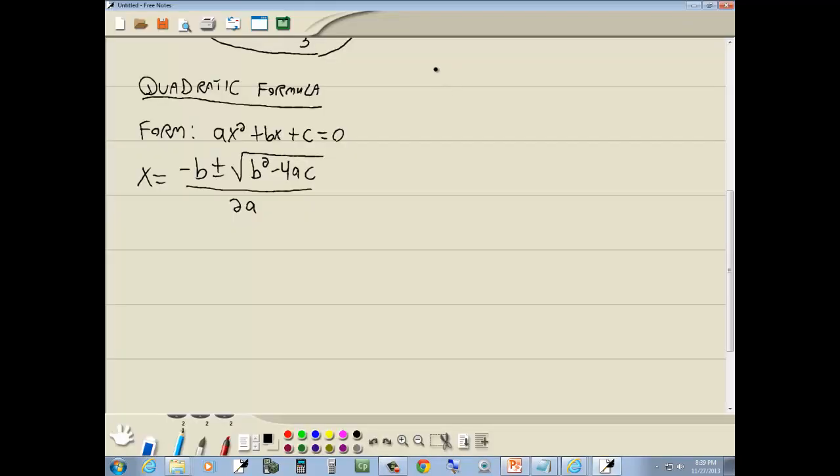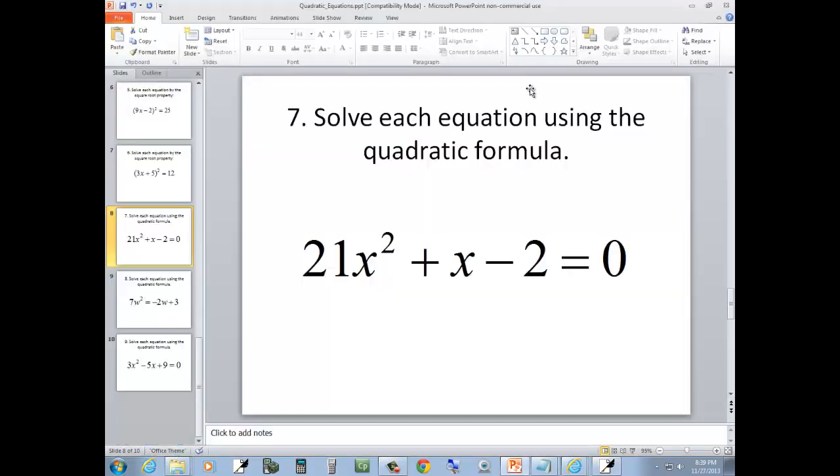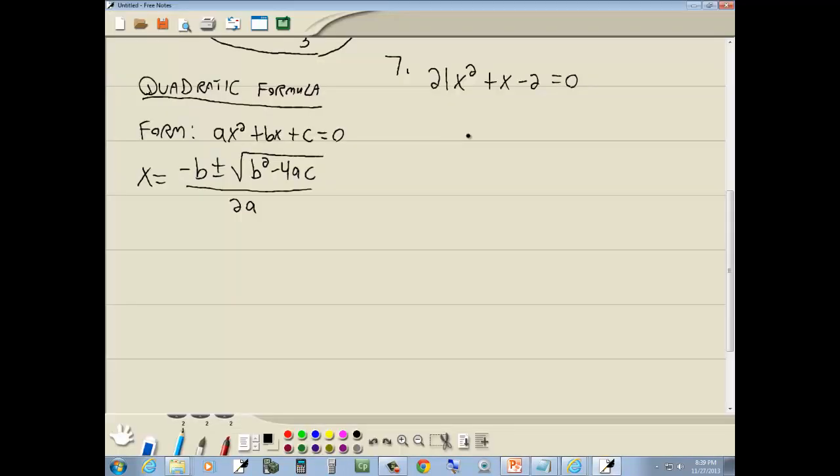So let's take a look at a problem dealing with that. We've got 21x squared plus x minus 2 equal to 0. Now it says solve it using the quadratic formula. We might try to factor it first, see if it factors. It might, I don't know. But let's go ahead and use the quadratic formula since that's what it says.